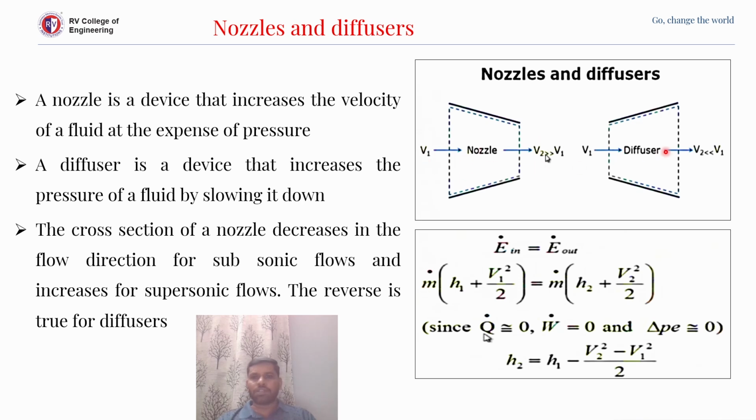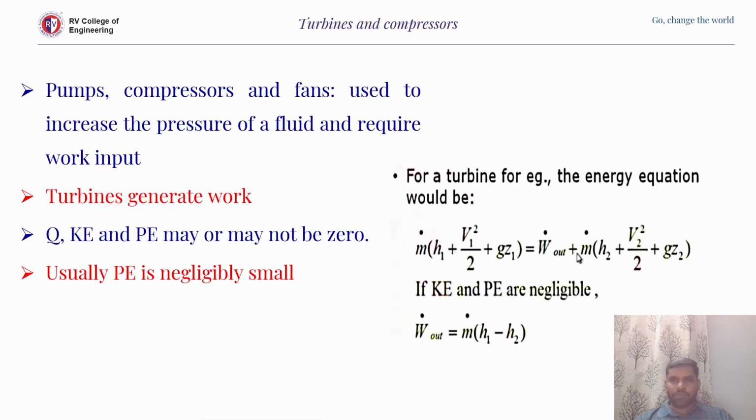Since they are horizontal, Z1 becomes equal to Z2. Hence the equation becomes simplified as H2 is equal to H1 minus V2 square minus V1 square by 2. For a nozzle I am interested in V2, which will be much greater than V1. For a diffuser it is reverse. V2 will be much less than V1, as shown in the figure.